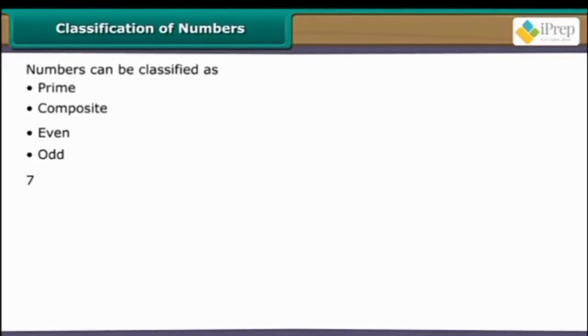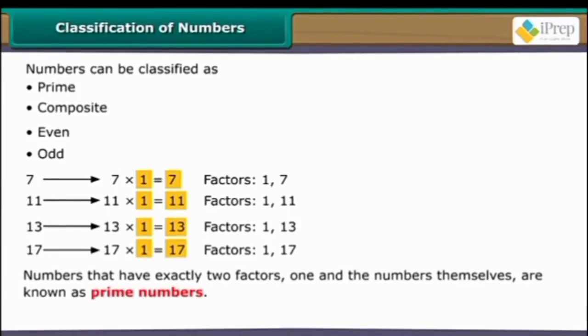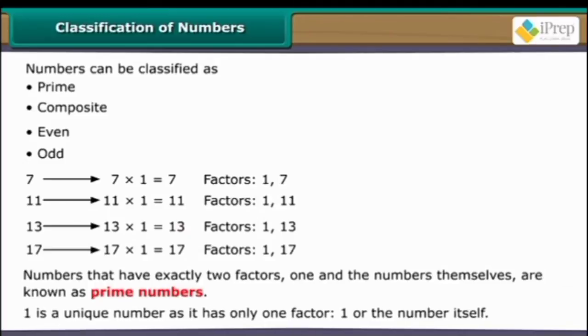Consider the number 7. Let us list out its factors. Let us look at some more numbers and their factors. What is common among these numbers? All these numbers have only two factors, 1 and the numbers themselves. Numbers that have exactly two factors, 1 and the numbers themselves, are known as prime numbers. 1 is a unique number. It has only one factor, 1 or the number itself.